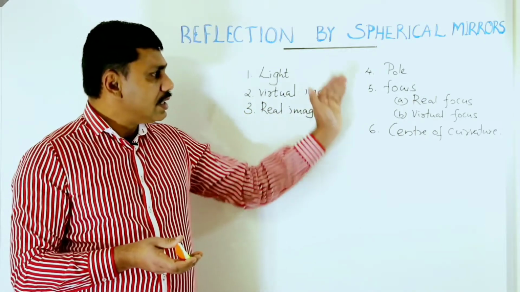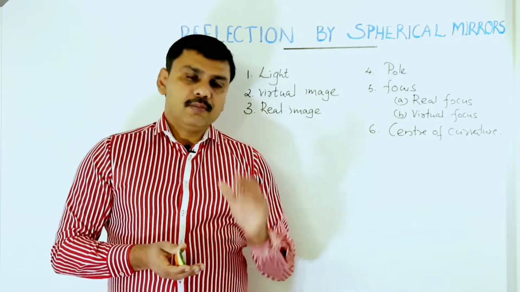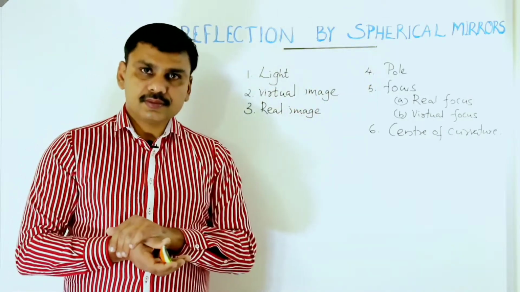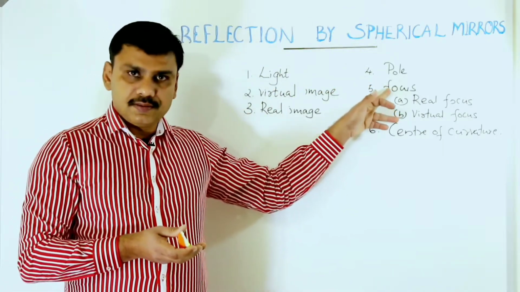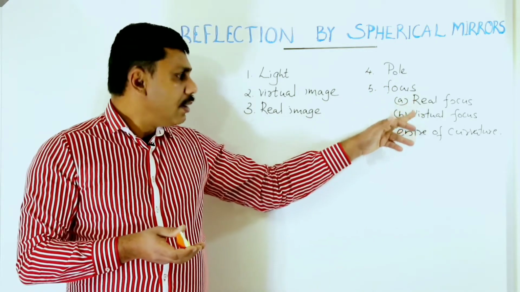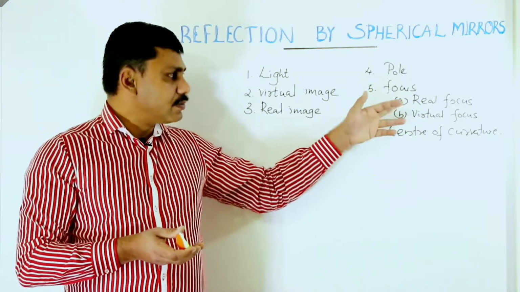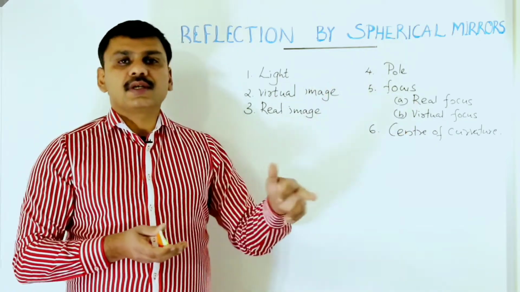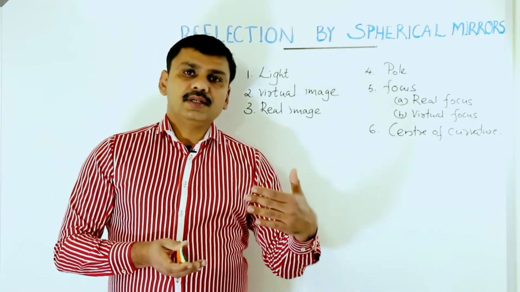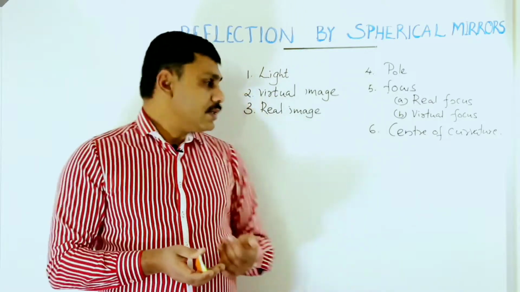So these are the terms related with the convex mirror and concave mirror. Both convex and concave mirrors have a pole and a focus. But the concave mirror has a real focus, and the convex mirror has a virtual focus. Real focus produces a real image, virtual focus produces a virtual image. A real image you can take on a screen, and a virtual image you can't take on a screen.